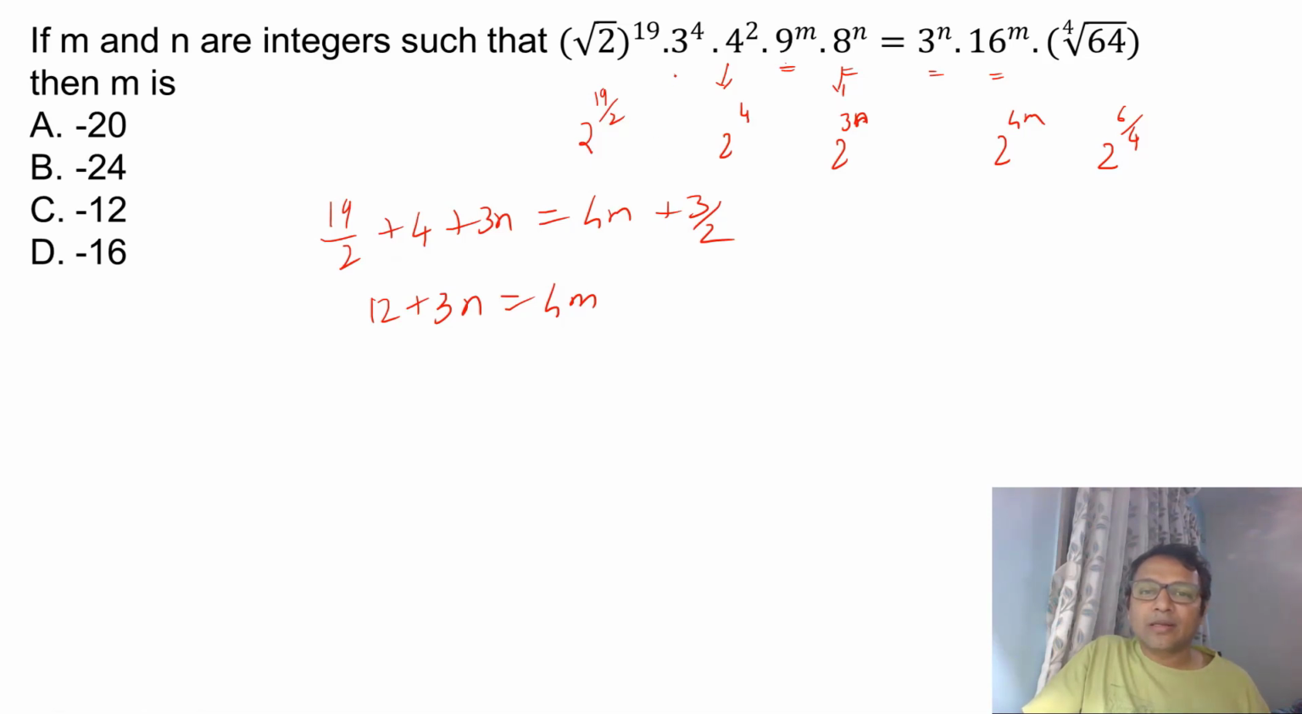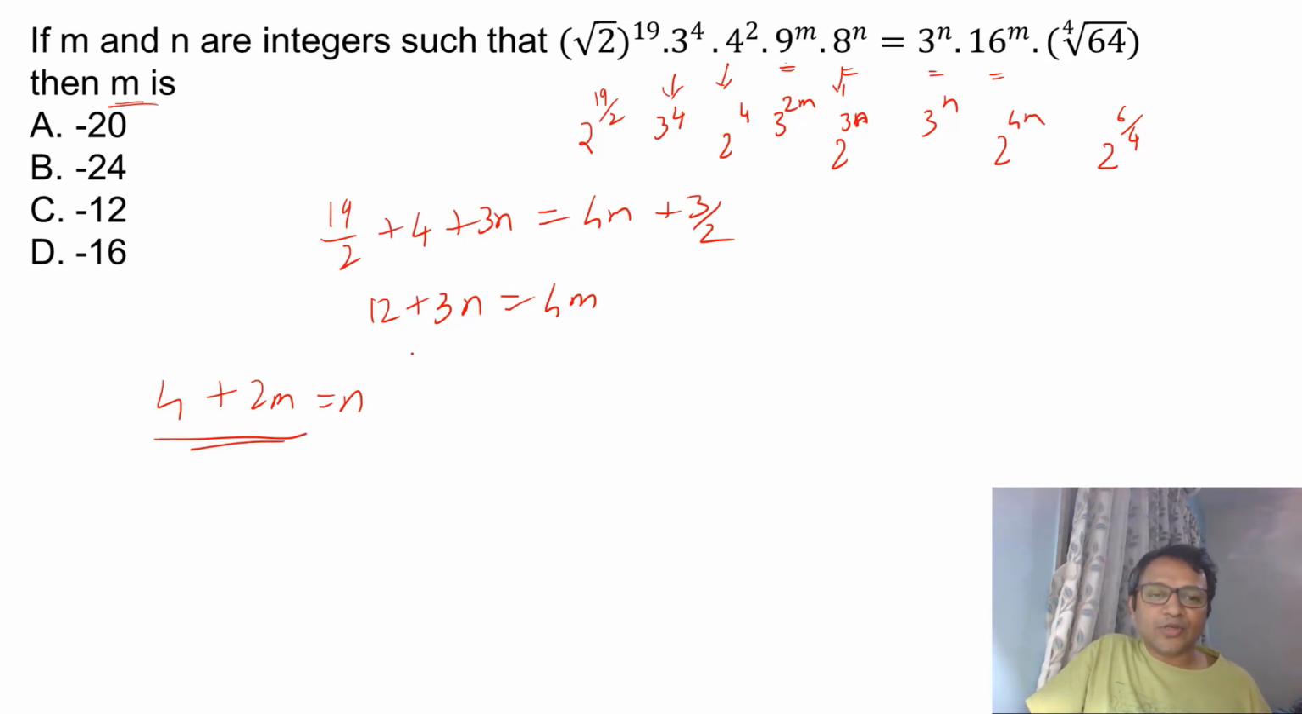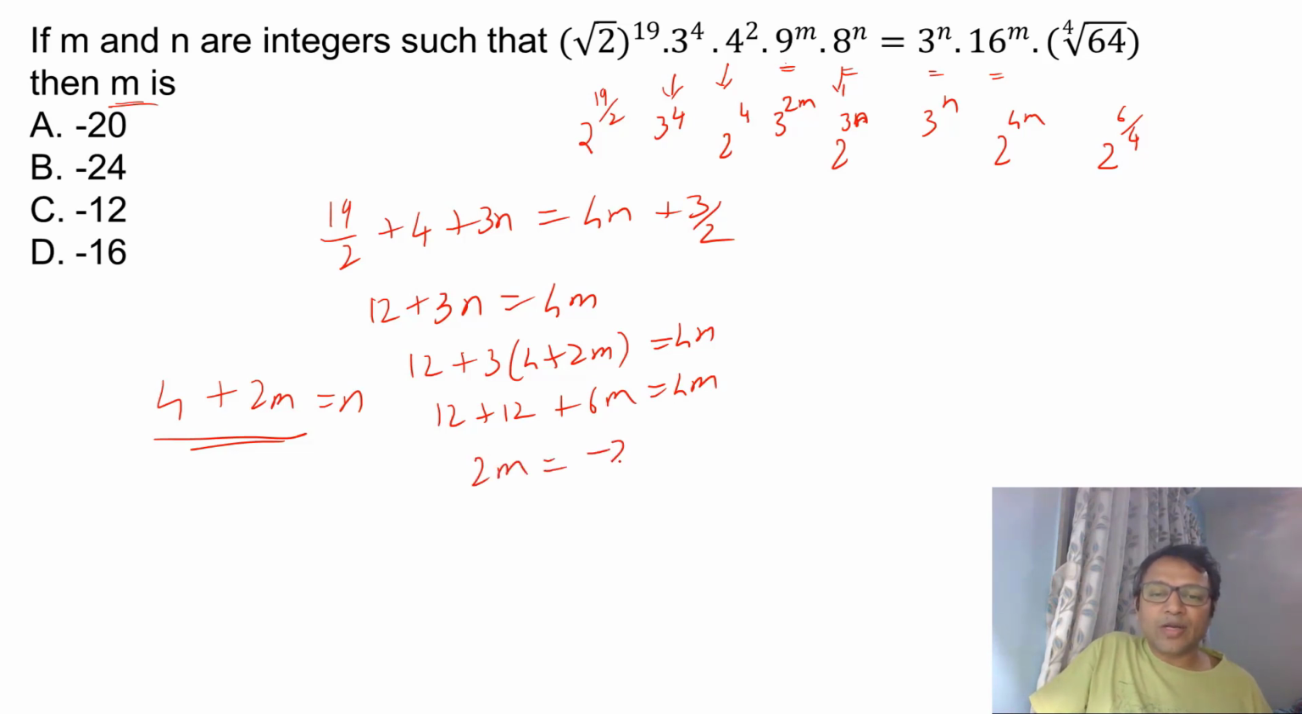Now let's look at 3. Here it's 3 raised to 4, 3 raised to 2m and 3 raised to n. So when you equate the two powers, you get 4 plus 2m equal to n. Since we want the value of m, we can substitute this value of n in the first equation. So 12 plus 3 into (4 plus 2m) equal to 4m, or 12 plus 12 plus 6m equal to 4m. Bring it over, so 2m equal to minus 24, or you'll get m as minus 12.